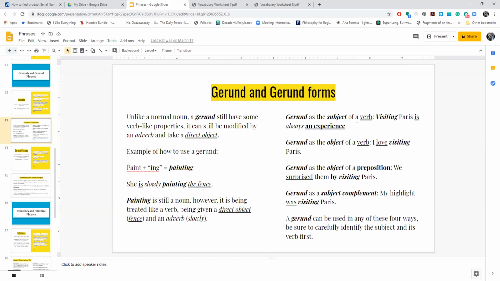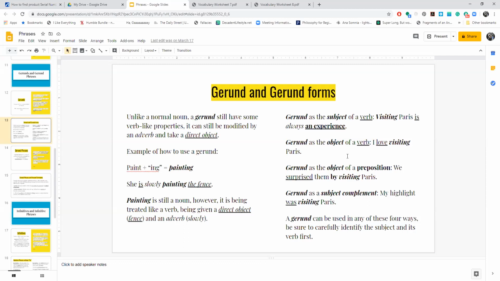Here's visit being used as the object of a verb. I love visiting Paris. Love here is the main verb. I love doing something. What do I love doing? What is the object of my love? Visiting Paris. I love visiting Paris.